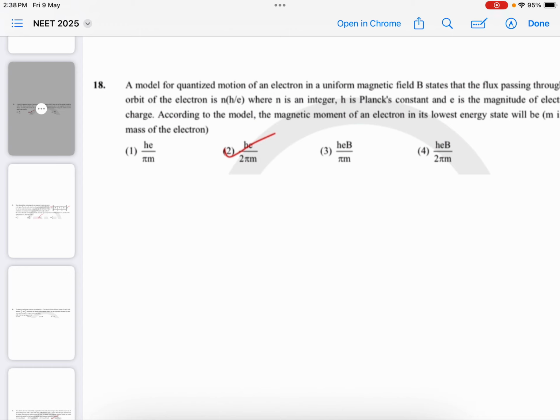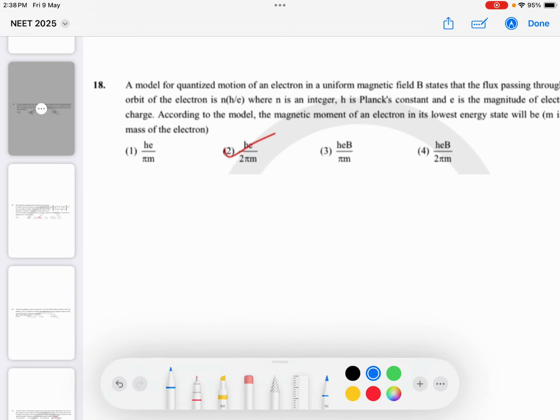Option 4 is correct. Second and next question. A model for the quantization motion of an electron. Quantization of an electron in the uniform magnetic field capital B states that the flux passing through the orbit of the electron is nH by e, where n is an integer, h is Planck's constant, and e is the magnitude of the electron charge.